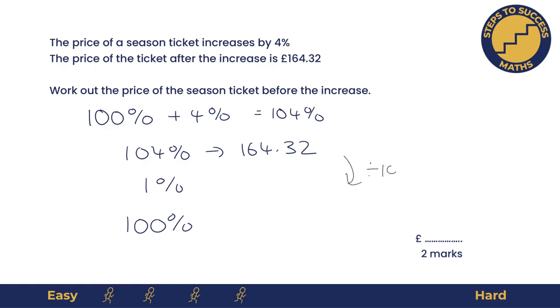So 164.32 divided by 104 is £1.58. Times 100 is 158. So the ticket used to cost £158.